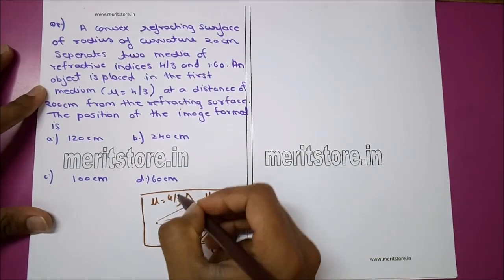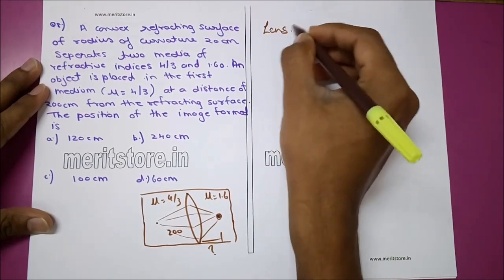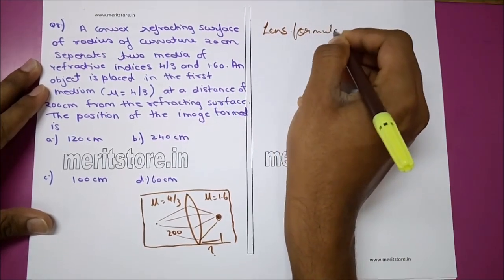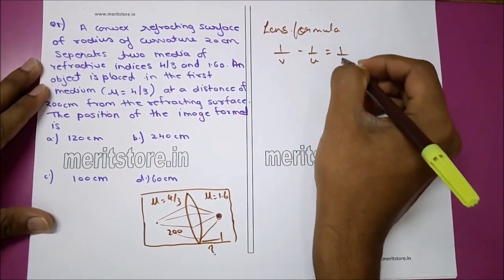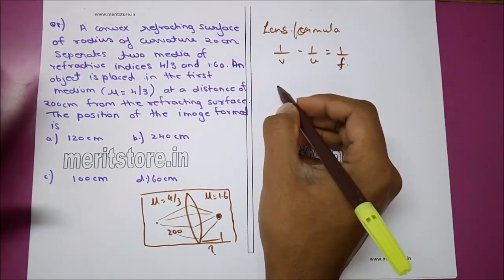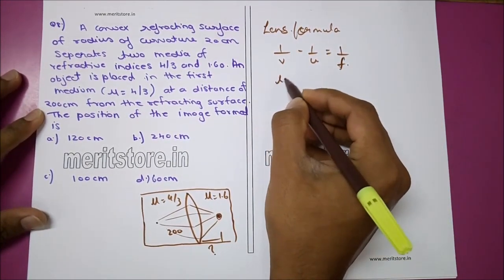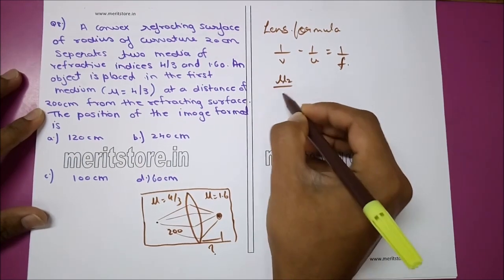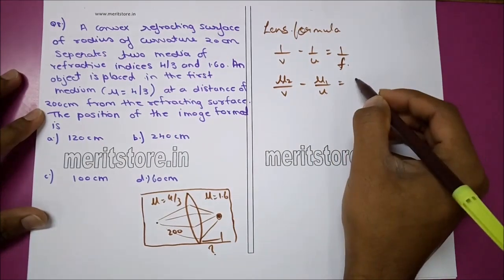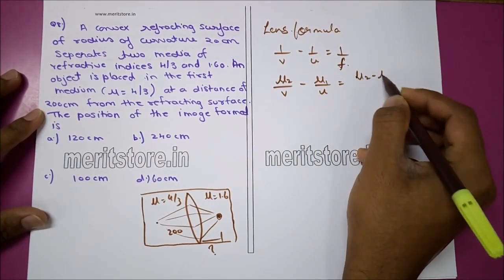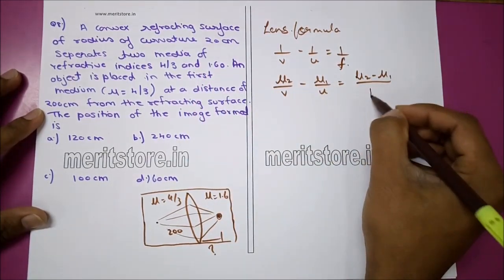So basically, since there are two different media involved, the general lens formula, which is given as 1 by v minus 1 by u equals 1 by f, gets slightly modified as mu2 upon v minus mu1 upon u is equal to mu2 minus mu1 upon the f or the radius of curvature r.